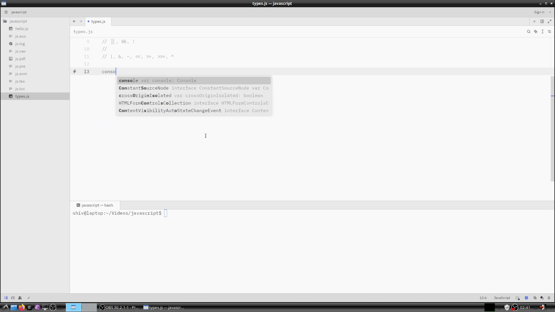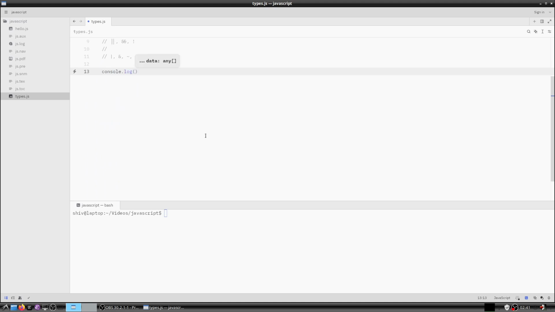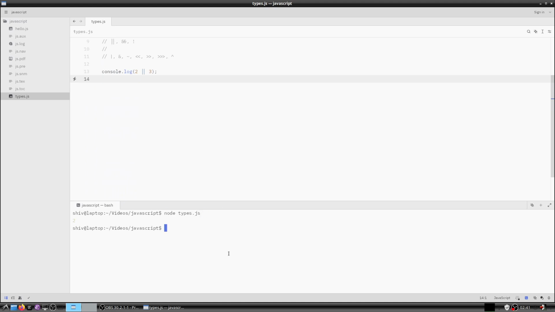So if we say console.log 2 or 3, what should be the output? The output should be true, but it is 2. The reason is short circuit evaluation. In a logical OR operation, the first value which is true will make the entire gate true.